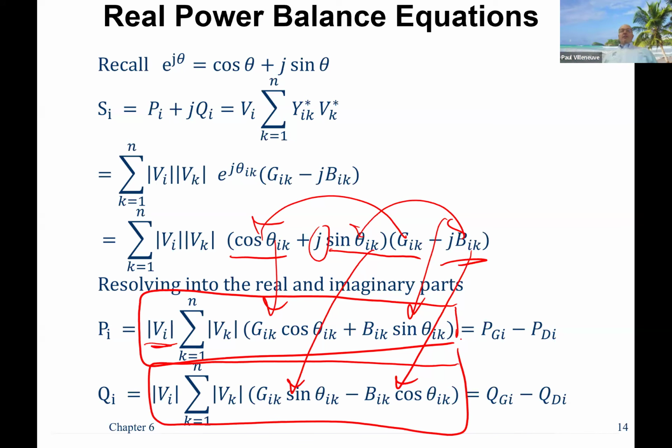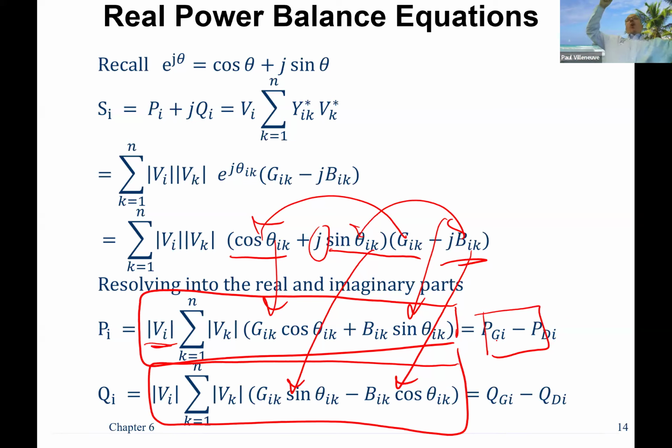Okay. To make sure that our results are correct, that should equal the generated power minus the demanded power. Remember, the power injected is the power going in and coming out of a particular bus.